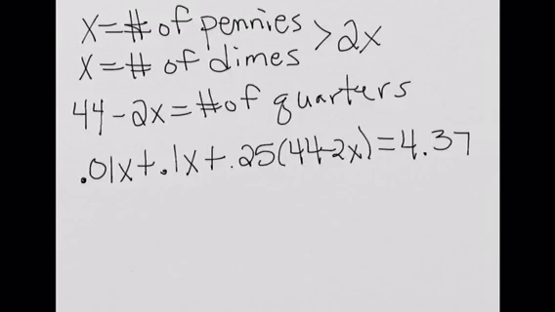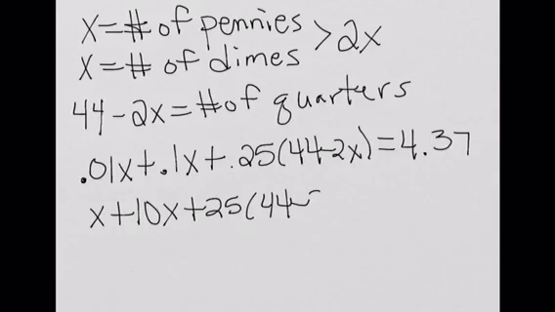Remember, we don't like solving with fractions and decimals, so we want to clear these decimals. I can do that by multiplying everything by 100. That leaves me with x plus 10x plus 25 times (44 minus 2x). It's important to know that this 0.25 times (44 minus 2x) is all one term. So once we multiply the 25 hundredths by 100, I don't have to do anything with what's in parentheses. And that must equal 437 now. So now we have our equation to solve.